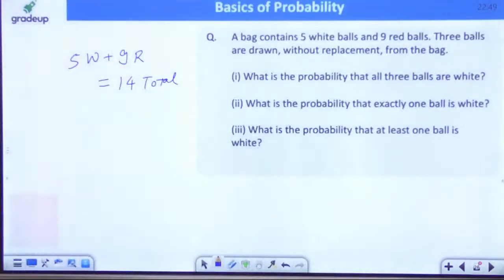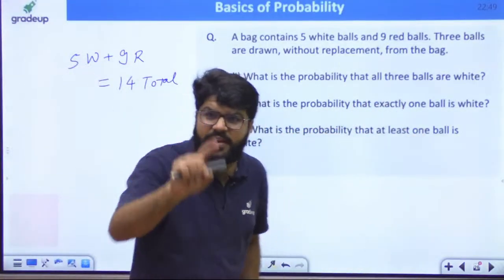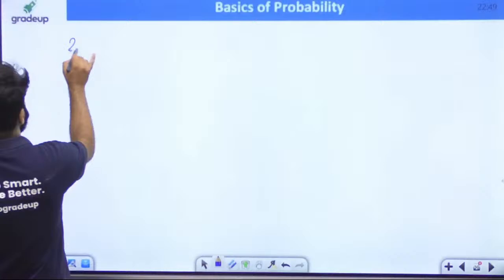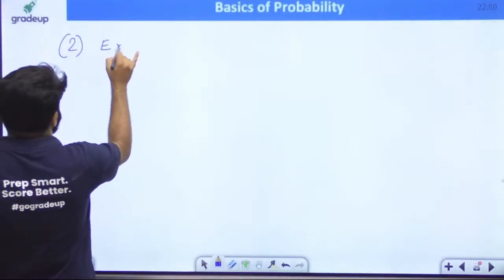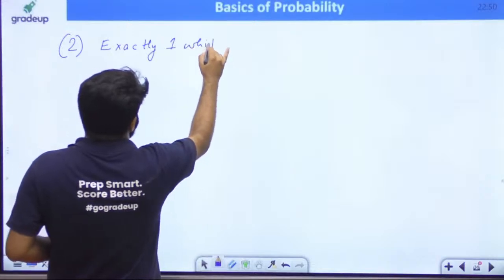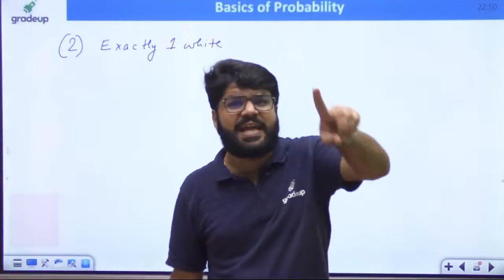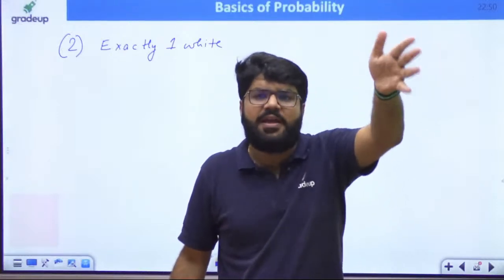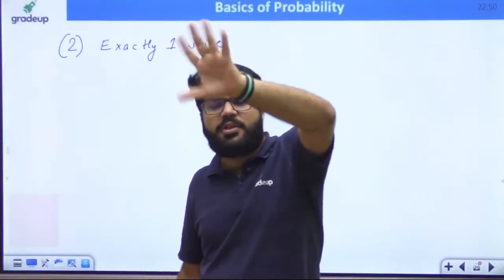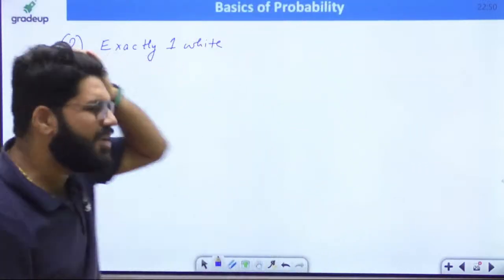Next one. Yes, good evening, Nishu. What is the probability that exactly one is white? Acha, sequence to nahi bola hai na? Are they telling sequence that first should be white? No, they are telling exactly one should be white. It could be first white or second white or third white. They are not asking the sequence. Kahin pe bhi ek white aa jana chahiye, and there should be exactly one white.